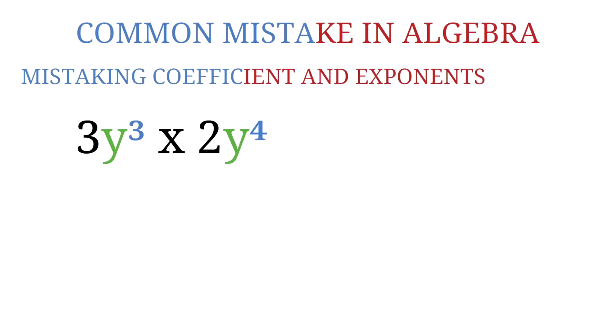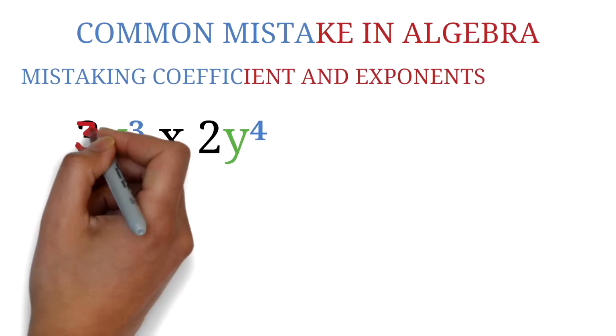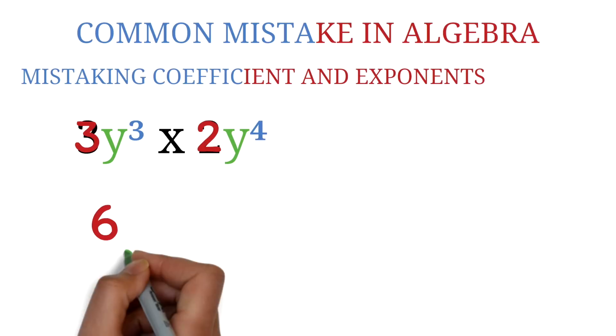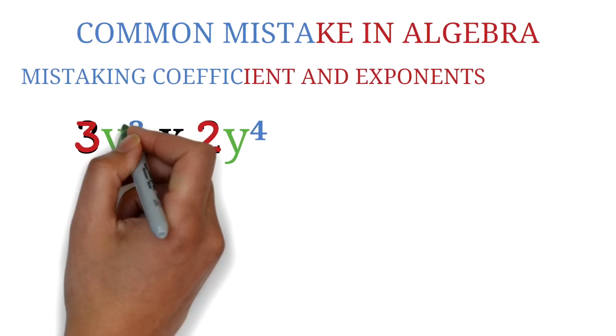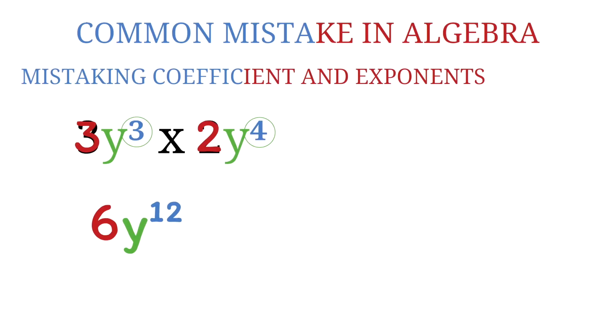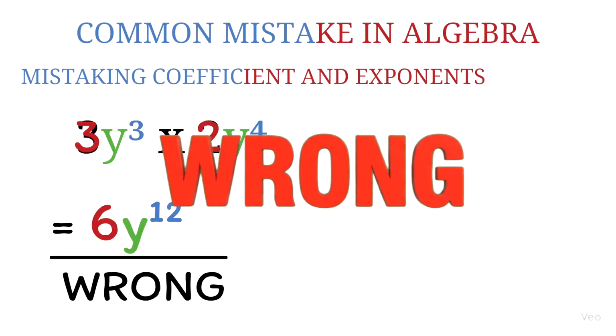What some students do here is to multiply the coefficients 3 and 2 to give us 6, and then multiply the exponents 3 and 4 to give us 12. This method gives us the answer 6y to the power 12. But this answer is incorrect.